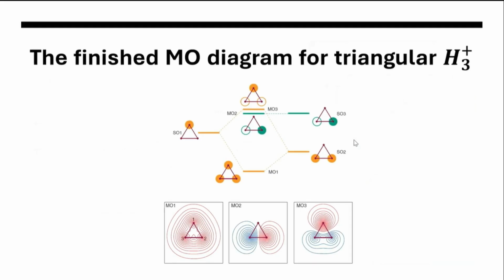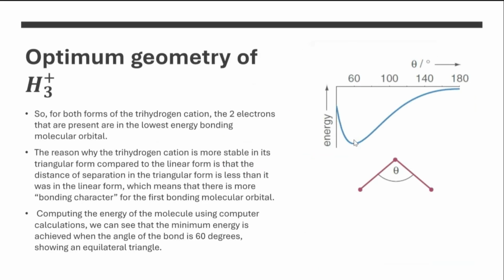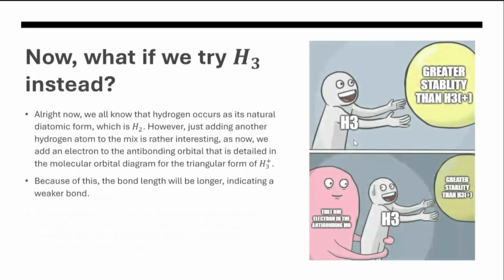If we have H3, there are 3 valence electrons, which means we'll have 2 electrons in that first bonding molecular orbital, and we'll have 1 electron in that anti-bonding molecular orbital. This means the bond will be weaker and have a larger bond length. So that means that, in fact, the trihydrogen cation is more stable than just trihydrogen.